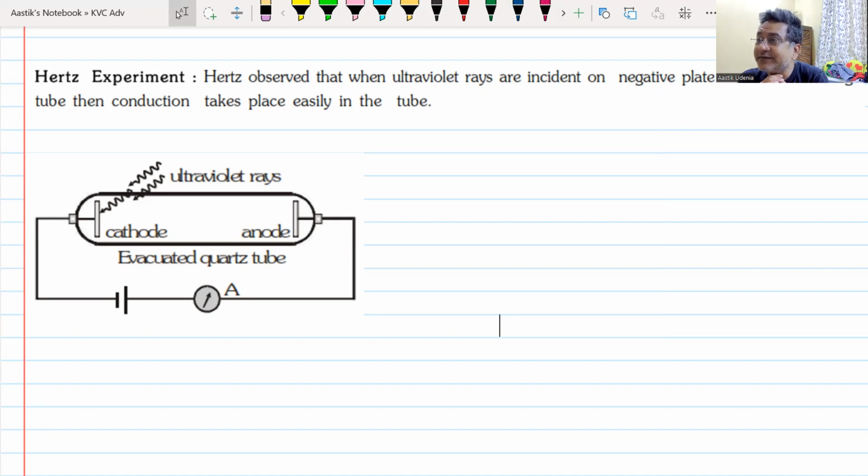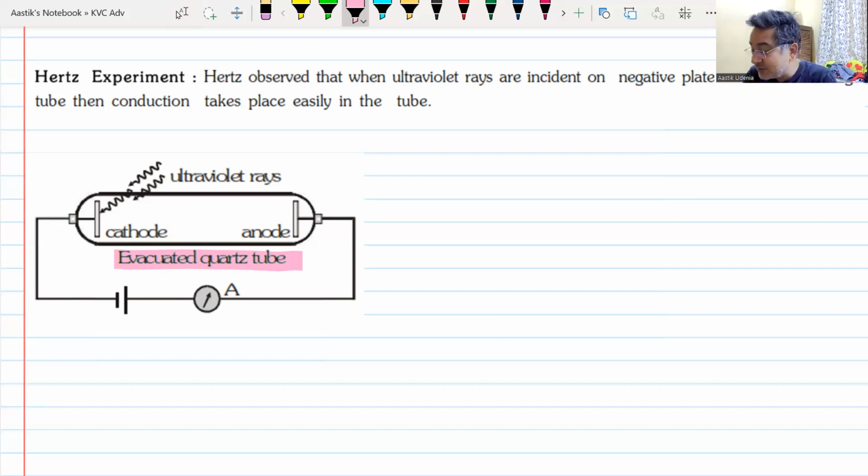What did he observe? He had an evacuated quartz tube. Sometimes we call it a discharge tube. What do you mean by evacuated? You evacuate the building. We leave the building. The building is empty. An evacuated quartz tube is a tube from which air has been sucked out, so a vacuum tube.